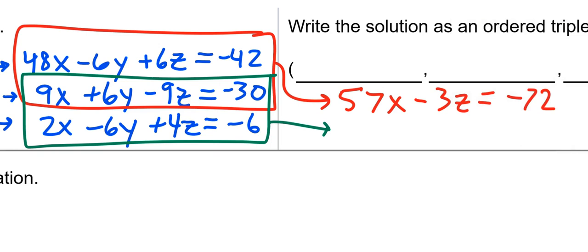9 plus 2x. Just write this equation down before we leave. 9x plus 2x. 11x. The y's are gone. Negative 9 plus 4 gives me negative 5z. And negative 30 plus negative 6 gives me negative what? Negative 36.